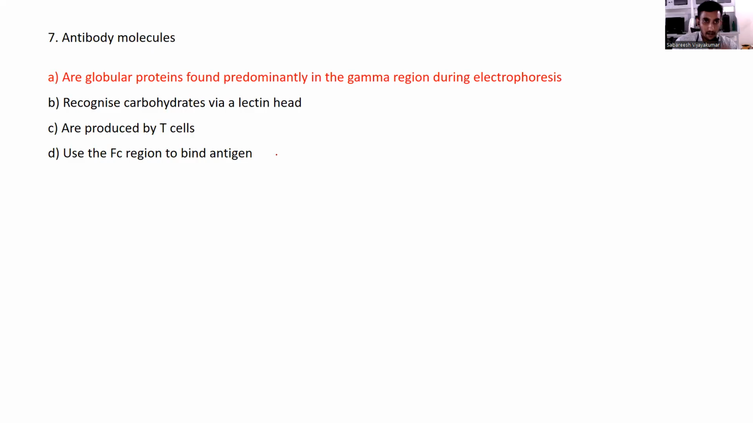Next question is, what are antibody molecules? So antibody molecules, what are they? They are actually the options you can see. Option A, they recognize carbohydrates via a lectin head. So that's the false option. They're also not produced by T cells. It uses the Fc region to bind. That is also not correct. So they are essentially the globular proteins found predominantly in the gamma region during electrophoresis. In electrophoresis, globular proteins are found.